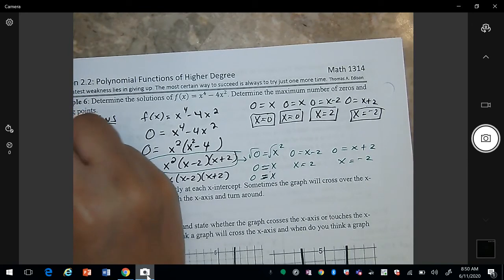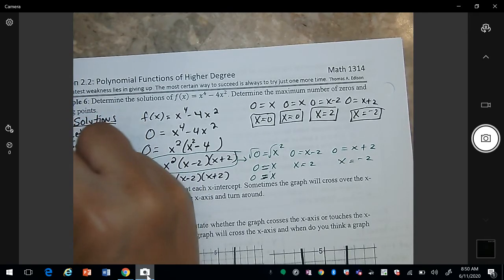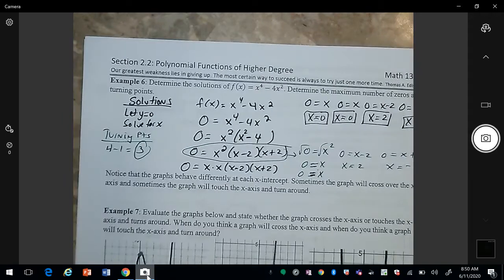The turning points: the degree is 4 minus 1, so we have at most 3 turning points.